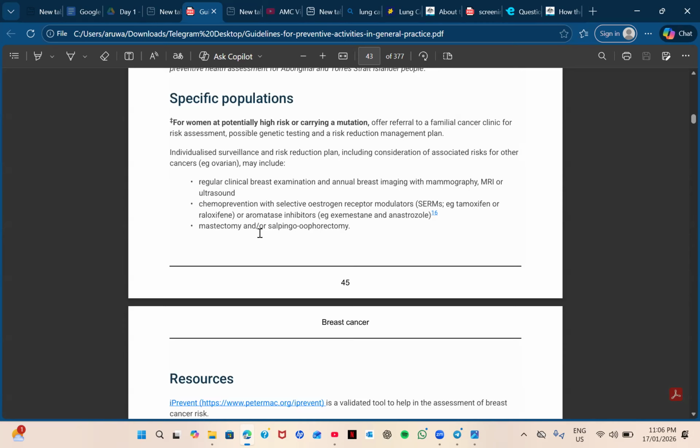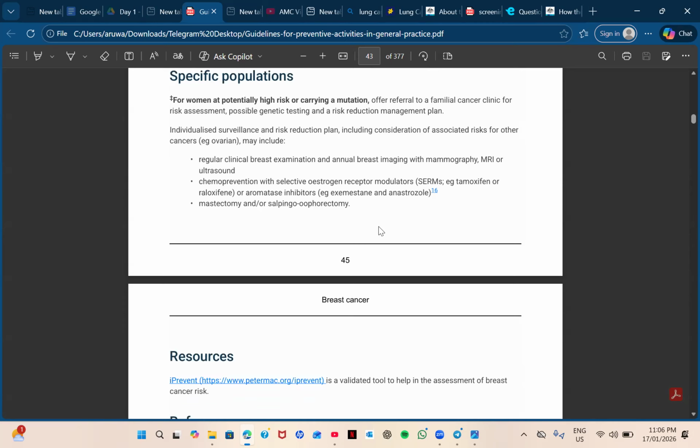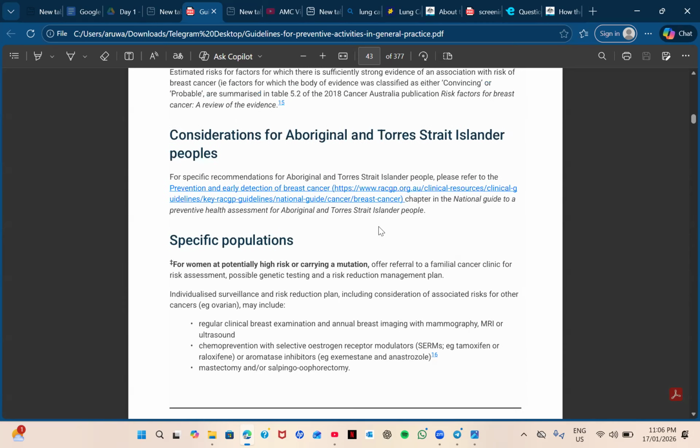Then chemoprevention with selective estrogen receptor modulators like tamoxifen or raloxifene, or aromatase inhibitors, or mastectomy and salpingo-oophorectomy. So in the screening part, you have to remember the three categories of risk and what we should do. For the average, every 2 years we do the mammogram starting from age 50. For the moderate risk, we do the mammogram at least every 2 years starting from age 40.